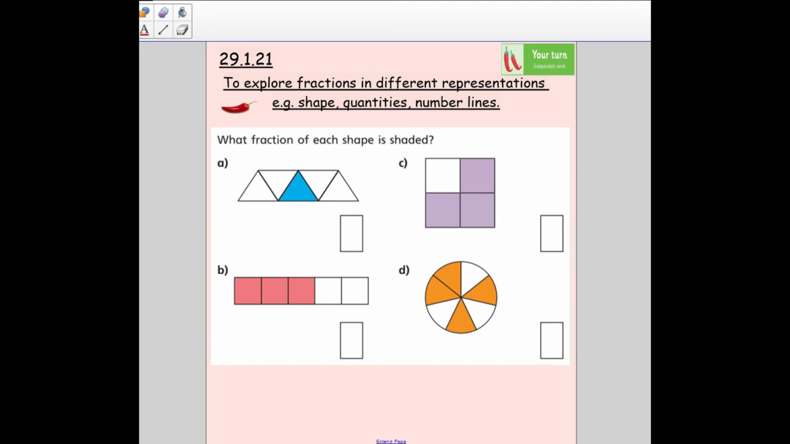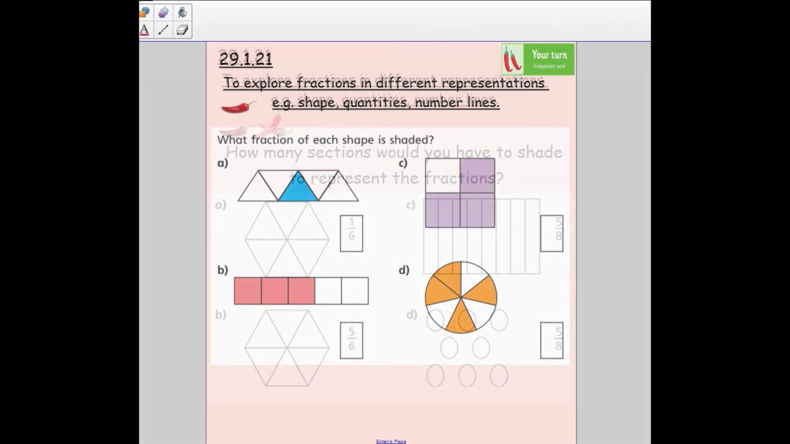Remember to only do one chili's worth of work, depending on how you got on with the lesson. Depends on whether you have a go at chili 1, chili 2, or chili 3. Remember, you can push yourself onto the next chili if you've really understood it today. Okay, so chili 1 question here says, what fraction of each shape is shaded? Pause the video and have a go now.